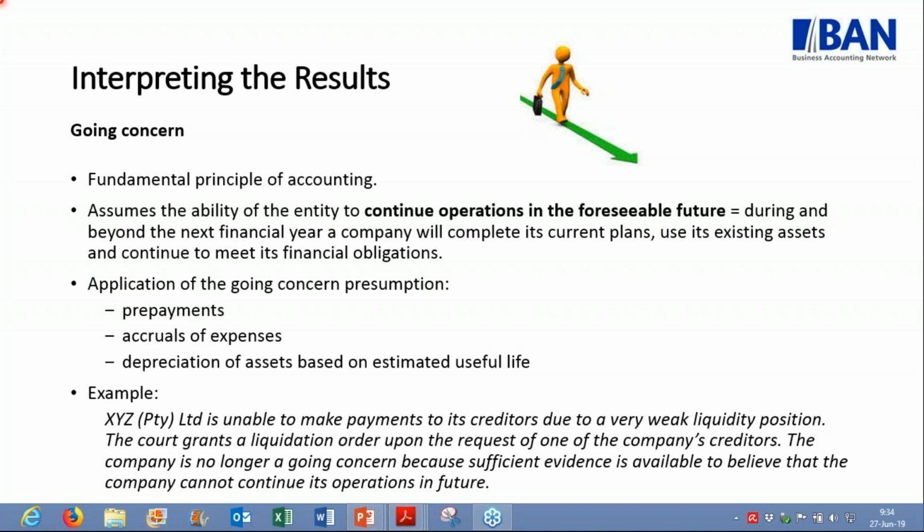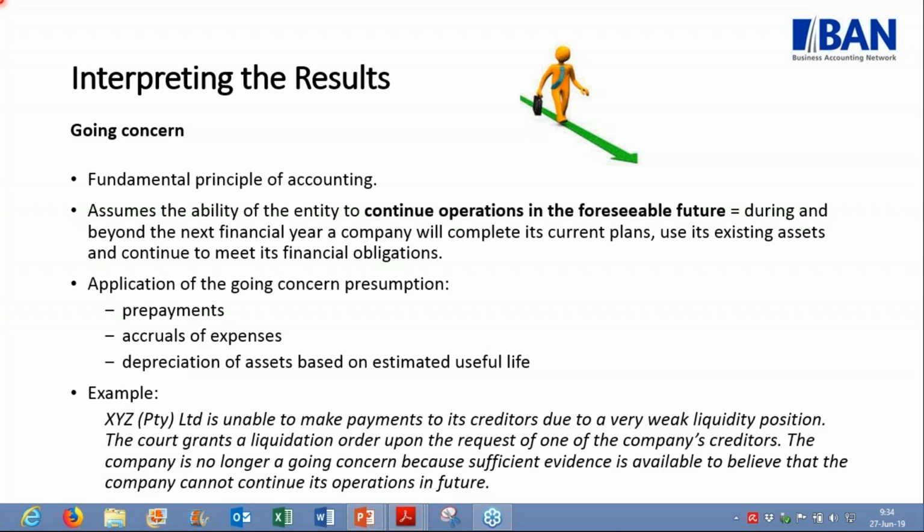The same with depreciation of assets based on useful life. You're expecting that you're going to be in business over the useful life of that asset. And that is how the going concern principle is applied. If you don't use the going concern principle, in other words, you are not expecting to be in business in future, then you would need to prepare your financial statements on a liquidation or realization basis. And with that, you would have to bring in certain consequential costs and losses in terms of liquidating the company. And obviously, that's not a good sign for shareholders or for any users of the financial statements. So to just give you an example, XYZ Pty Limited is unable to make payments to its creditors due to a very weak liquidity position.